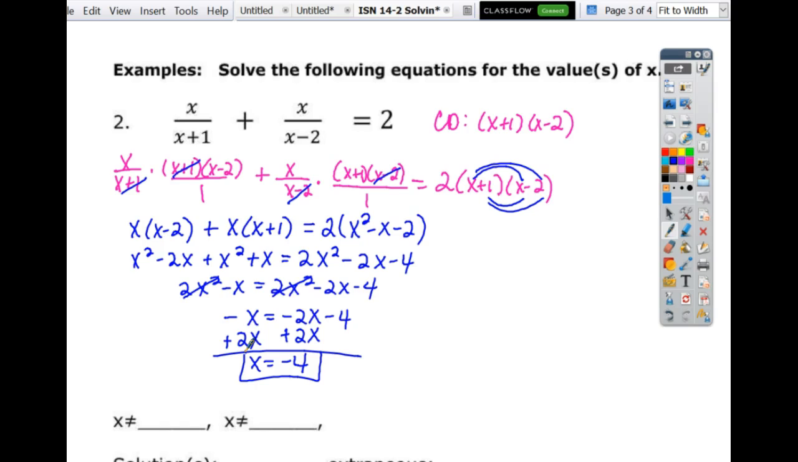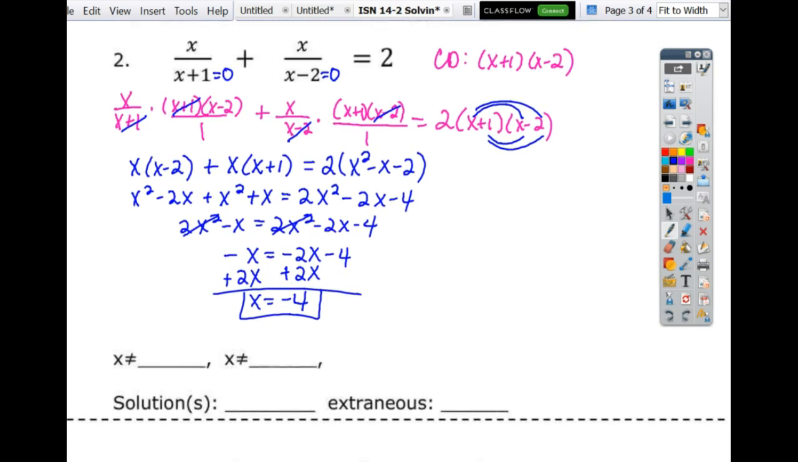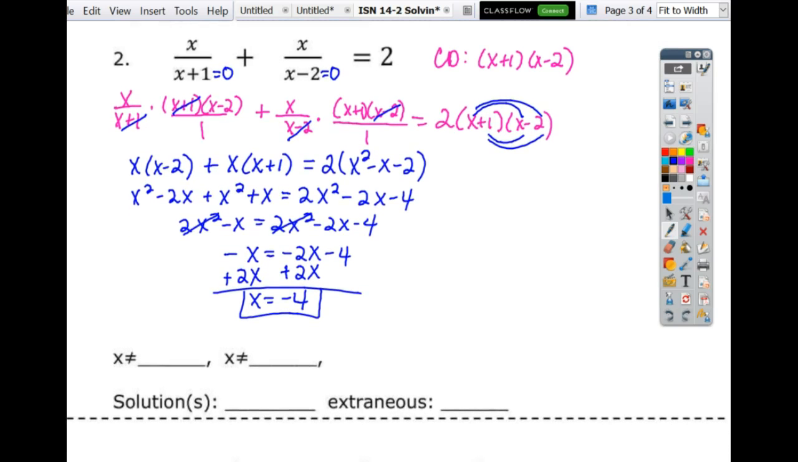So before I do anything, I have to check for my extraneous solutions. So what would make this 0 and this 0? So if I set those equal to 0, I'd get x equals negative 1 here. And if I set this equal to 0, I get a positive 2. Is my answer either one of these? So it's a solution.